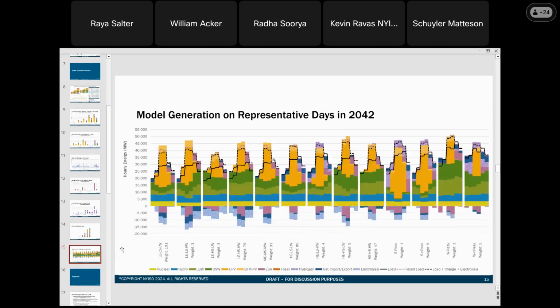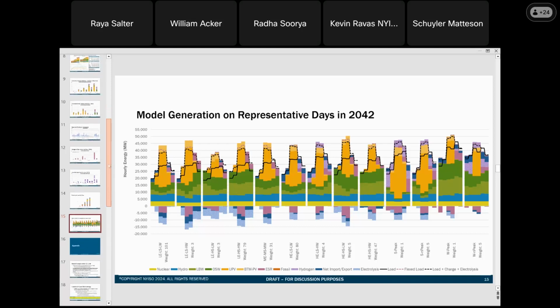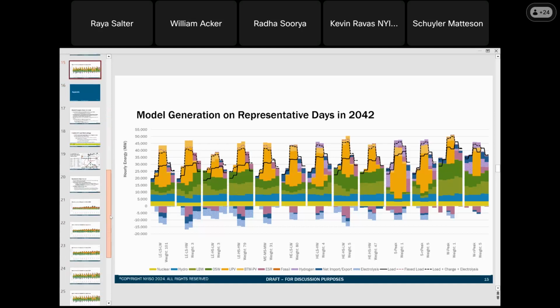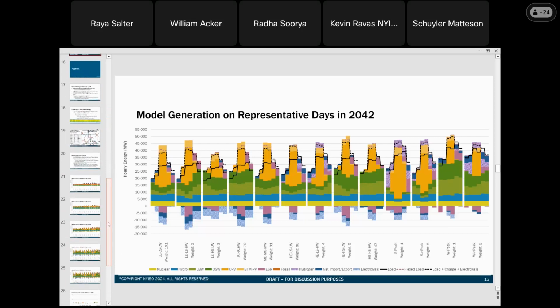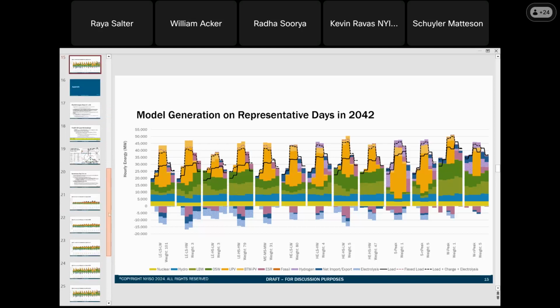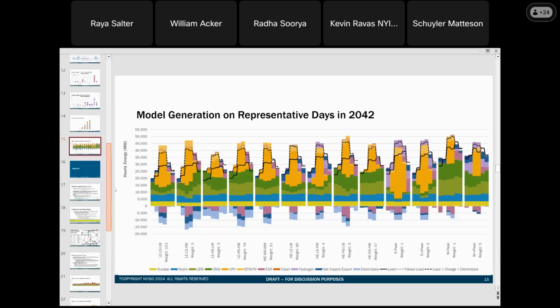And then finally, what we have here is the model generation on the representative days, and this is in the year 2042. This is how the capacity expansion model is seeing both the load and the generation that it is using to meet that load. So it's kind of like an under-the-hood view of what the capacity expansion model is seeing. We have provided it at 2042, but just as a note, there is more information for the prior years in our appendix here. I'm not going to walk through all of those in detail, but just wanted to highlight that that's there.